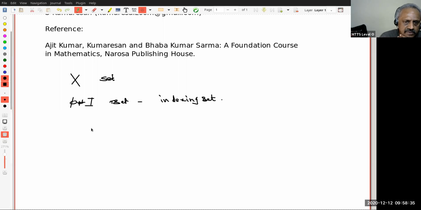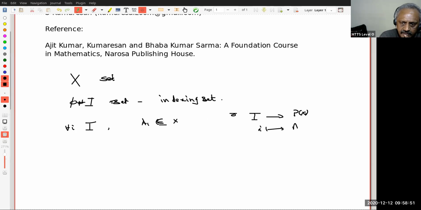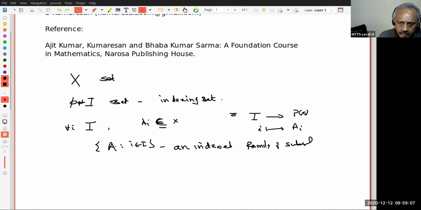For each i in I, I am given a subset A_i of X. That means I have a function from I to the power set of X, i going to A_i, which is a subset of X. Then we denote this by A_i, i in I. We call this an indexed family of subsets in X, indexed by the indexing set I.